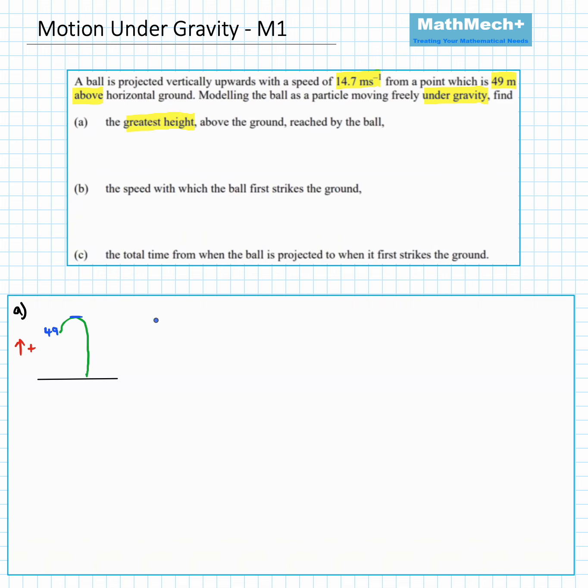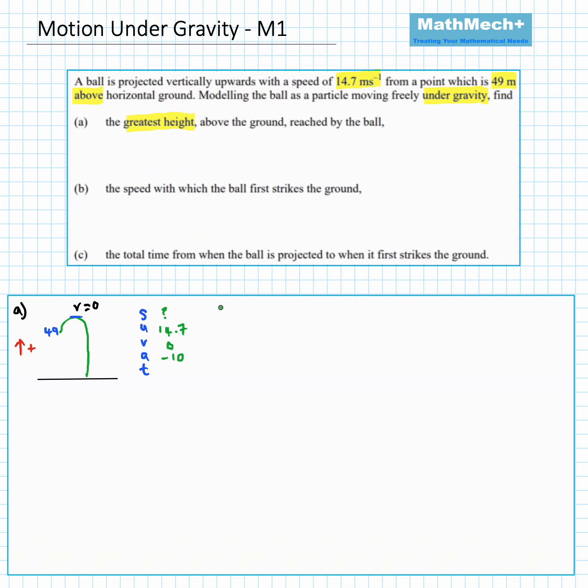Another detail that you should remember with this kind of question, when it's a parabola like this, is that of course your velocity will be zero at the greatest height. Keep that in mind. The displacement is not 49, we don't know that yet. Initial velocity is 14.7, velocity is 0 as I said, and our acceleration is minus 10.